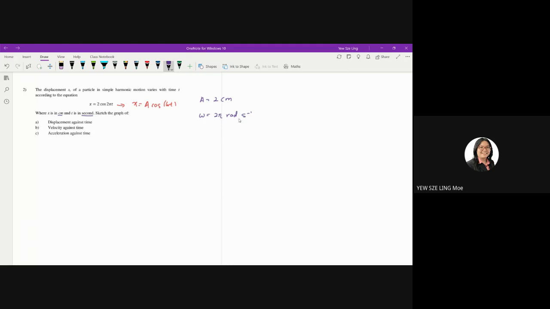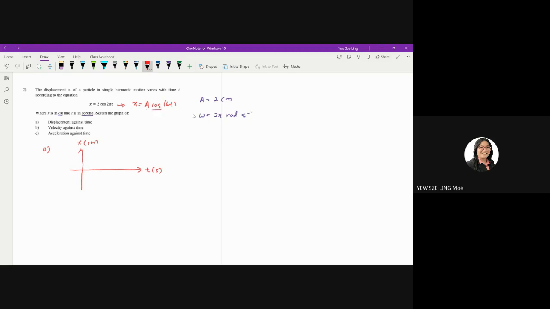All right, so what are we going to do next? Again, let's look at the questions. Question 1, displacement against time graph. So for A, we're going to do a differentiation, not differentiation, sorry, we're going to do a sketching. The y-axis, which is the displacement, our x in cm, right? And then t is in terms of seconds.